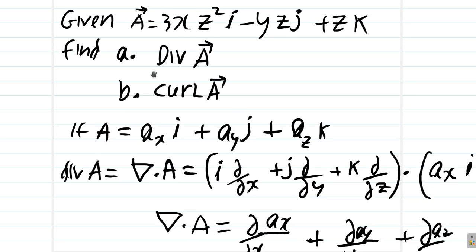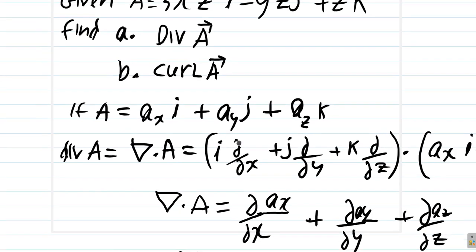This is where we left off in our last video. We have the vector function A is equal to 3xz squared i minus yz j plus z k. In our last video we found the divergence, or the div, of A. This time we want to find the curl of A.